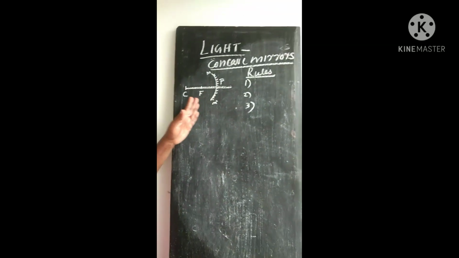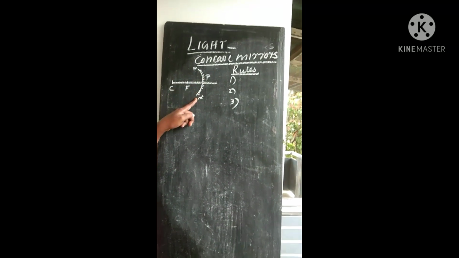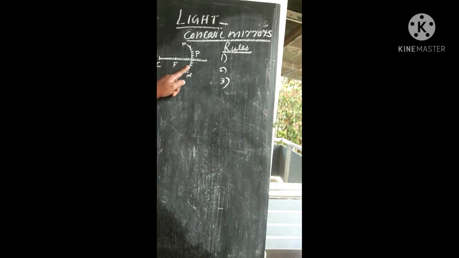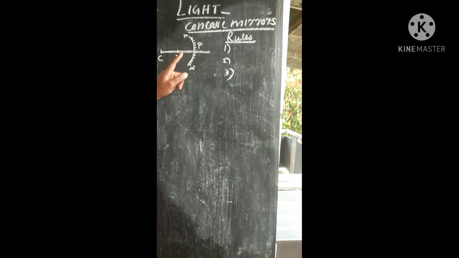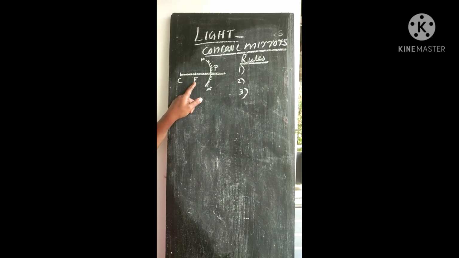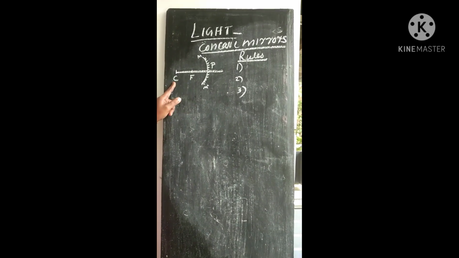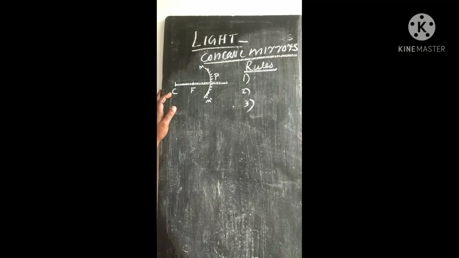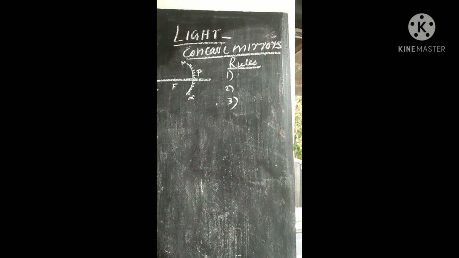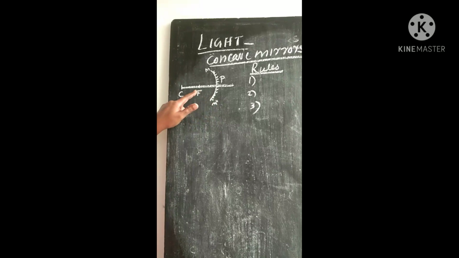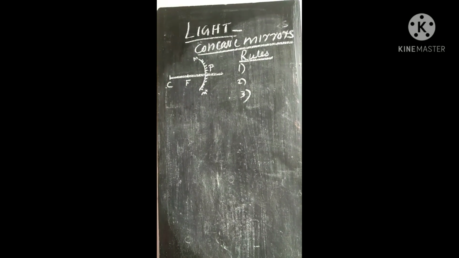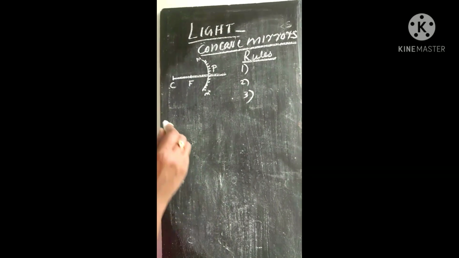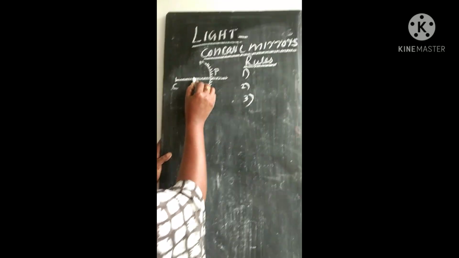On the board you can see a concave mirror. The bent-in surface is the reflecting side. This is the non-reflecting side. Pole, principal focus, capital F for principal focus, and the center of curvature. This is the center of curvature of the mirror. So you are familiar with all these things: pole, aperture, principal focus, and center of curvature. And one more term, there is a small distance.